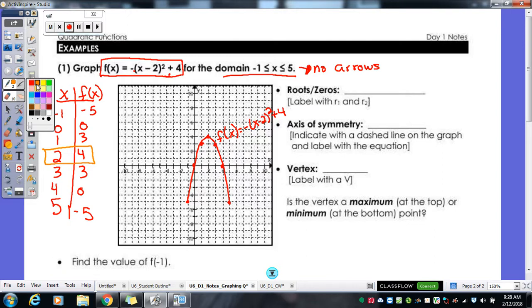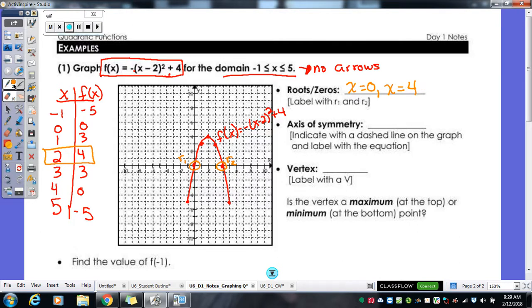All right, so let's go through our questions over there on the side. Roots/zeros. We have how many of them? 2. It tells us to label them, so let's label them R1, R2. Our roots are x equals 0 and x equals 4. You do not write them as points. It's only the x values of that point in time. So 0 and 4.